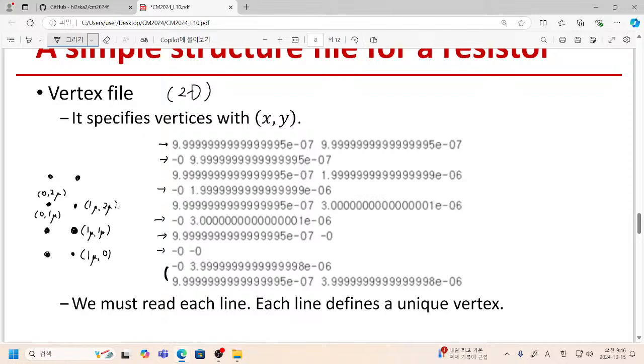And finally, we have 2 more points. 0, 4 corresponds to here. This corresponds to 0, 4 micrometer, and the final point is 1, 4 micrometer. If you follow this vertex file, you can identify that there exist 10 different vertices, and they are listed in order. So can you find any rule for assigning those points?